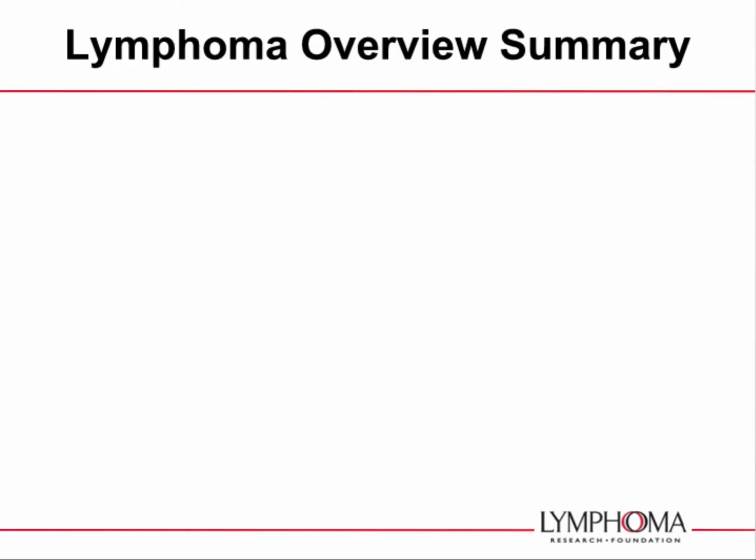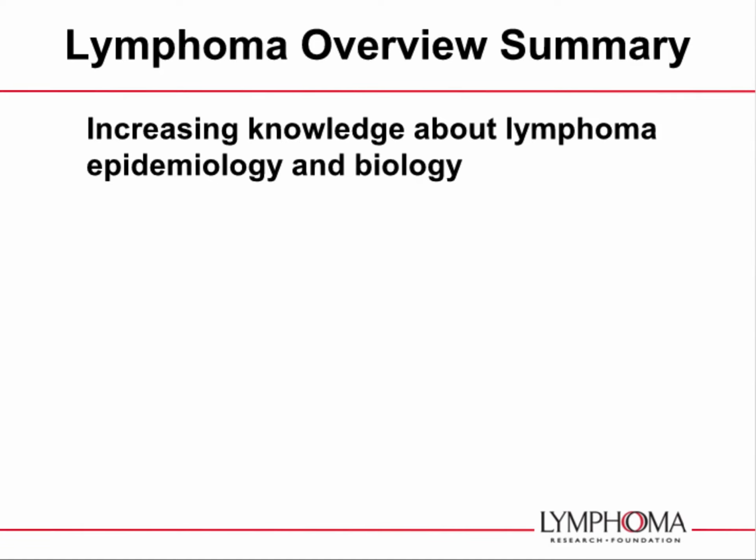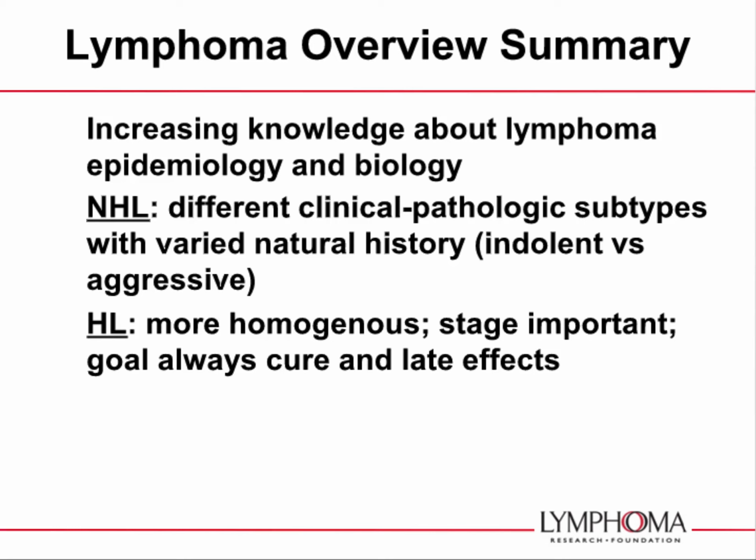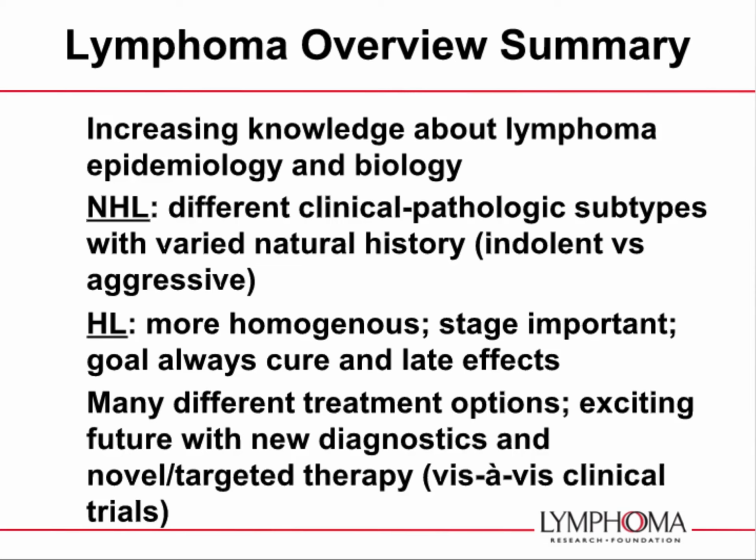So in summary, as I showed you in this short time, there's been a boom of knowledge over the last few decades and years about the causes and especially the biology of lymphoma. We know non-Hodgkin's is heterogeneous, with different clinical pathologic subtypes with different natural history. Hodgkin's is a little more homogeneous, with a goal of cure, and certainly really attentive to late effects. And really, it is an exciting time of not just the different treatments, but all the new diagnostics, and how do we do it?